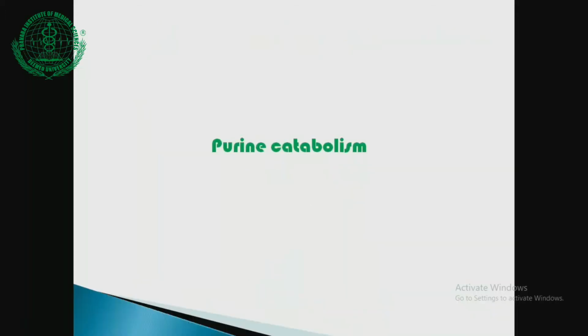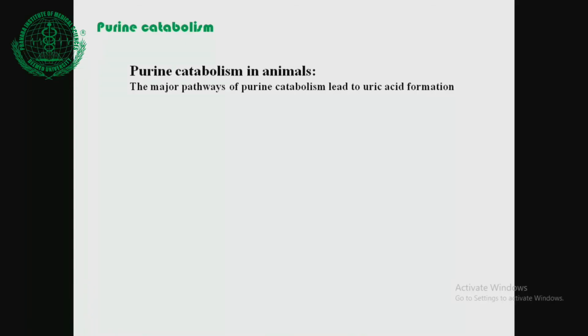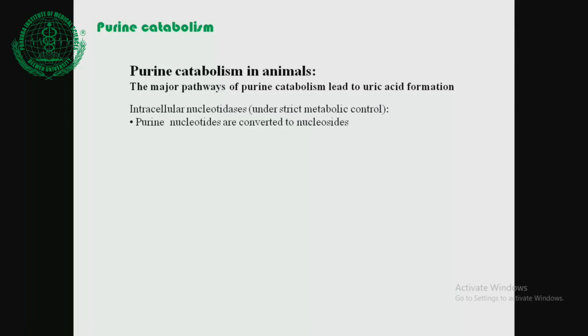Let's view purine catabolism. Purine catabolism eventually gives a degraded product called uric acid. Purine nucleotides or free purine bases are oxidized to give the degraded product uric acid, and that uric acid is excreted through the excretory system in urine as a waste product.